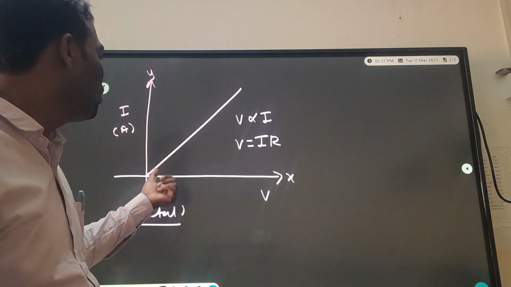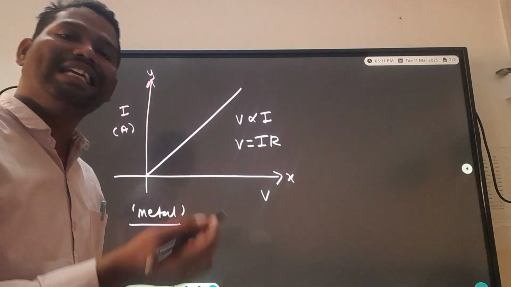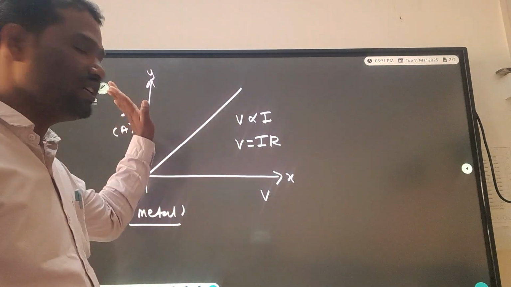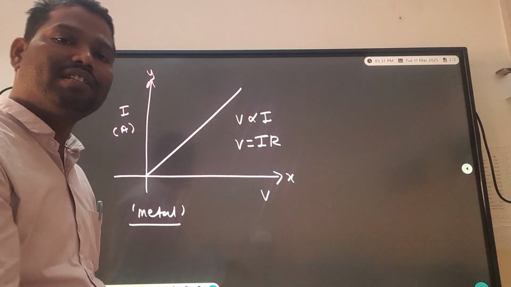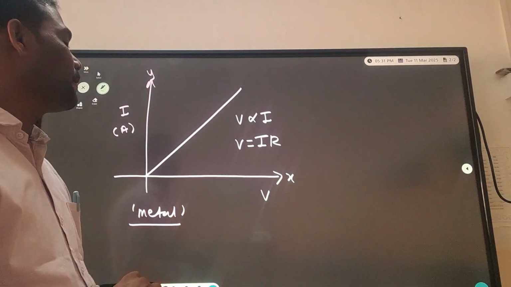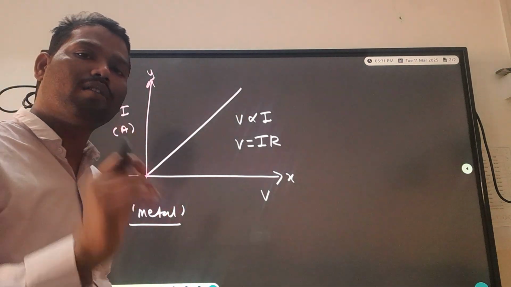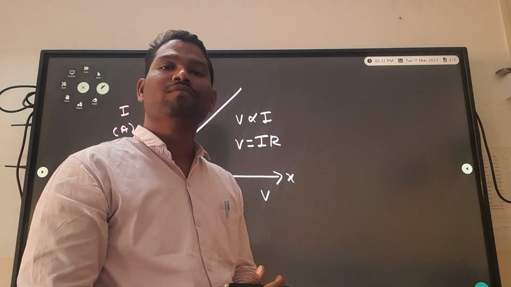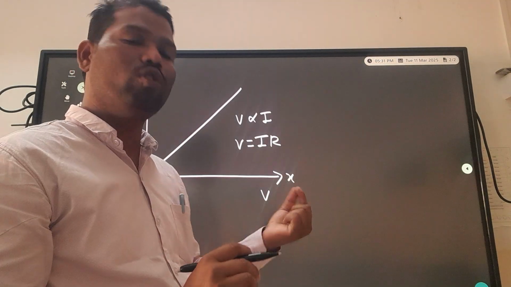It means that if the voltage increases, the current also increases. If the voltage decreases, the current also decreases. But this is not true for all materials. If you take another material like a semiconductor, the semiconductor doesn't follow Ohm's law.